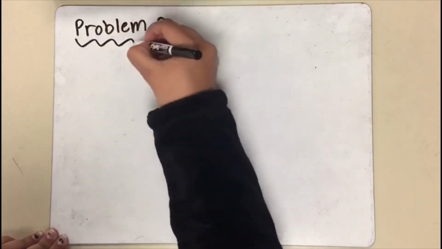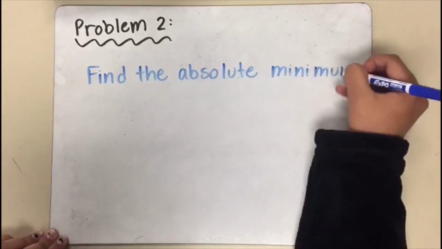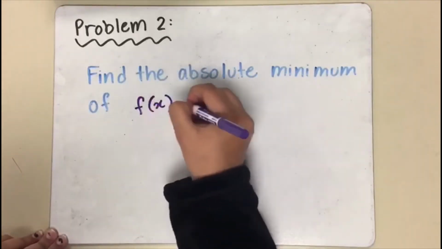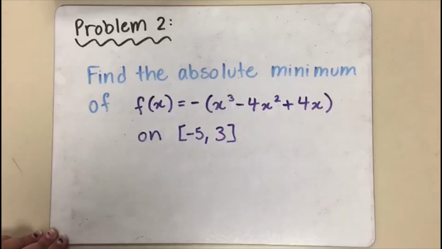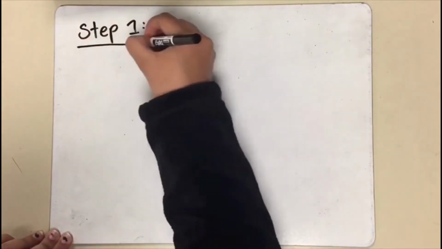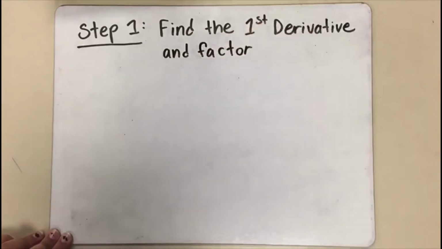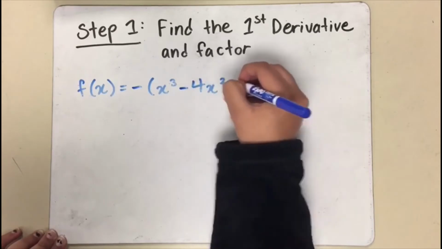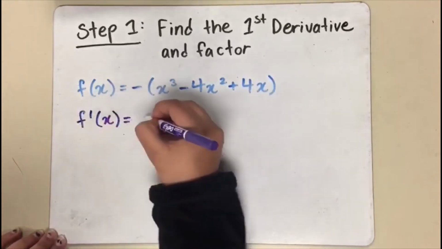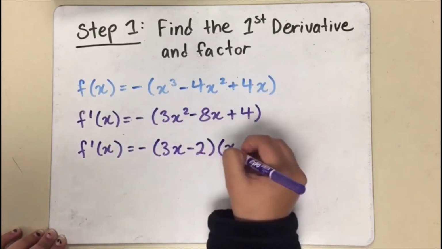Problem number 2. Find the absolute minimum of the function f of x equals negative of x cubed minus 4x squared plus 4x on the interval -5 to 3 inclusive. First, we need to take the derivative of f. The derivative of f can be written as negative of 3x squared minus 8x plus 4. We can further simplify this derivative by writing it as negative of 3x minus 2 times x minus 2.